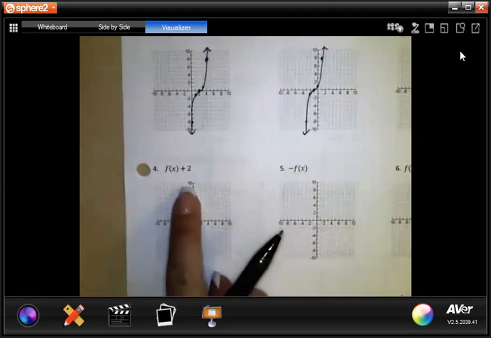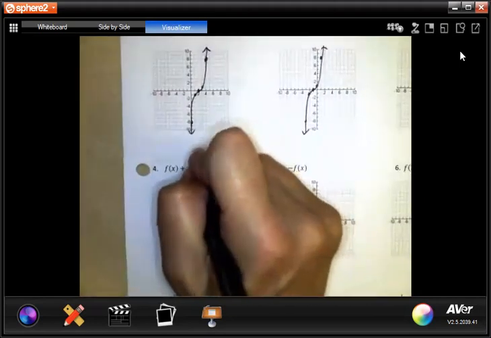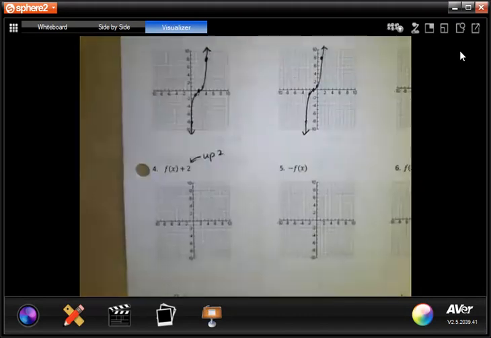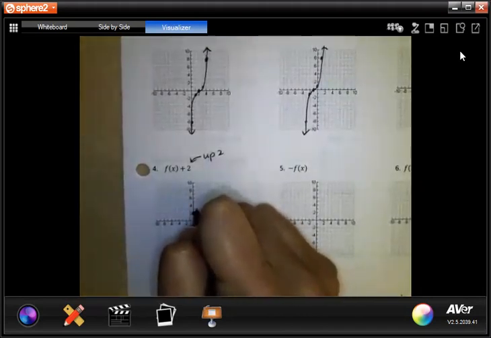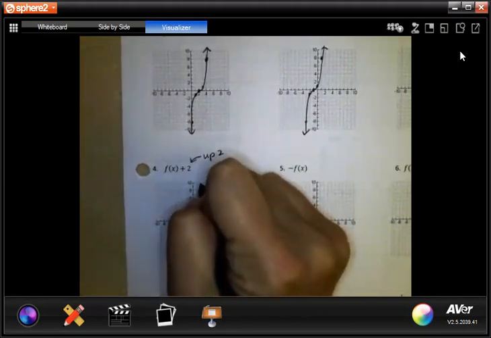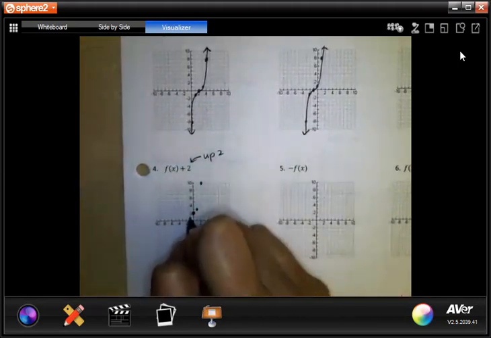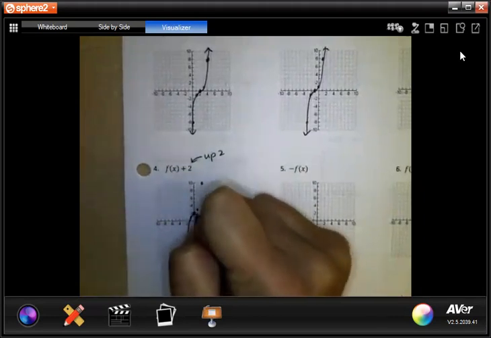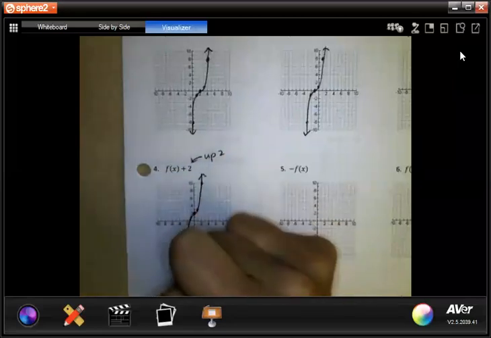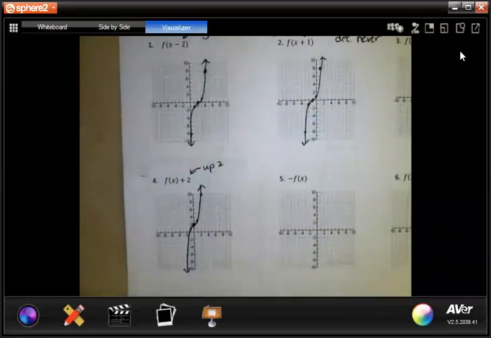On our values here that are on the outside, that would be up 2. And so I would take each one of these points and move them up 2. And there is our graph. Now remember, when you're translating, you are not changing the steepness of the graph at all. It is just taking each one of those points and moving them left, right, or up, down.